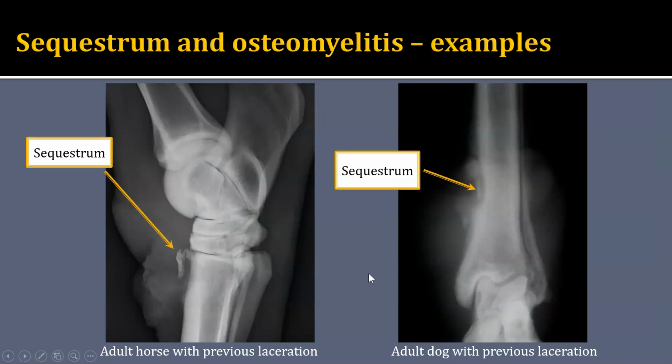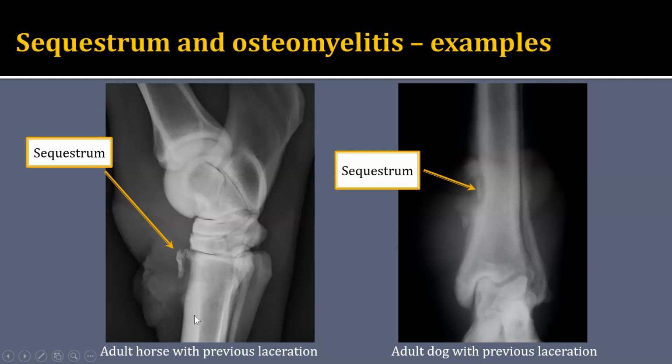This slide shows two more examples of bacterial osteomyelitis with sequestrum formation. This is a tarsus of an adult horse. This patient had extensive soft tissue trauma with very irregular soft tissue swelling, probably a cutaneous wound because it looks more of a defect in this area. This happened several weeks ago. The patient was probably presenting with continued drainage and not healing wound here.